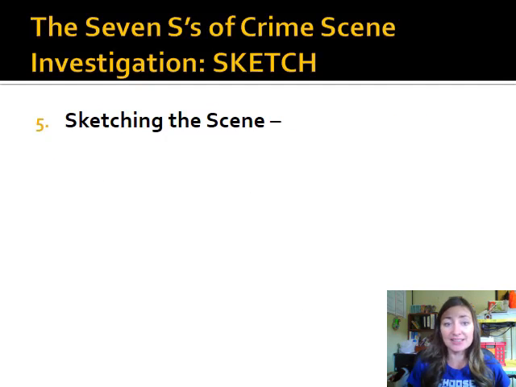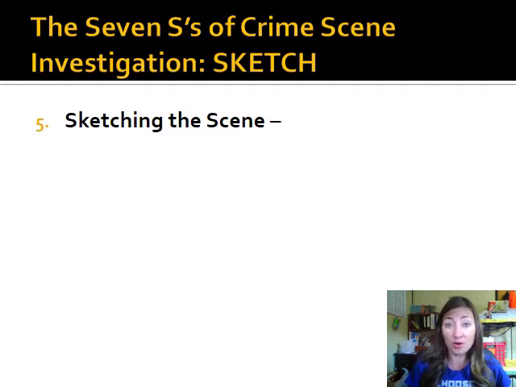Fifth S is to sketch the scene. We draw these to scale, and you do have to measure each object from two immovable objects. So the reason that we sketch the scene, even though we've already photographed the scene, is to make sure that we know exact locations of pieces of evidence in relation to two immovable objects. Walls or grates. Dressers would not be a great object because that can be moved, and that would change what the position of your piece of evidence is.